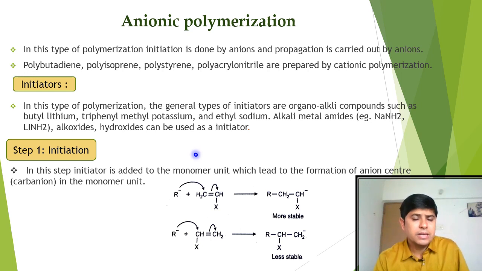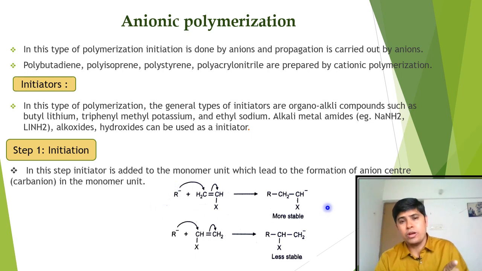So the first step is initiation. By using this initiator, we have to do the chain initiation. In the first step, the initiator is added to the monomer unit. This R minus, an anion, will be added to the monomer unit, and there will be formation of an anion center in the monomer unit, while in cationic polymerization we have seen the formation of a cation center.